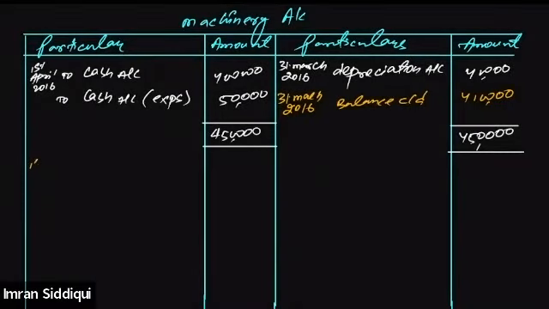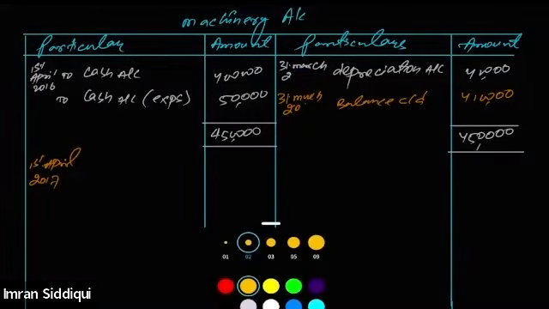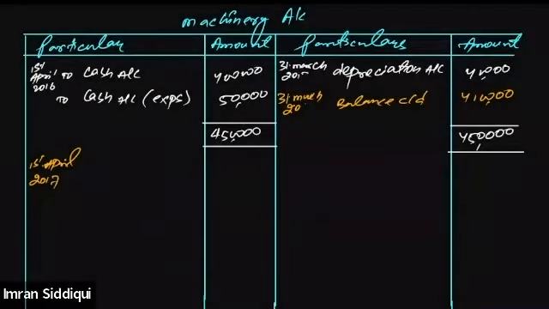So on 1st of April next year, 2017, sorry, this should be 2016, no? 2017, sorry. And on 1st of April 2017, we will carry forward this value. This value will be carried forward next year. Right now, 4,10,000.